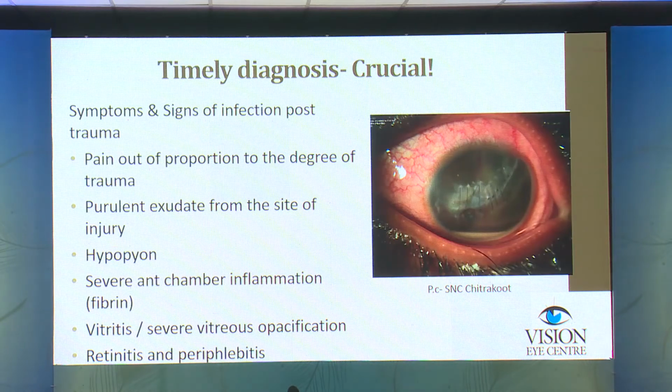Timely diagnosis is crucial so that treatment can be initiated early. Certain clinical features following trauma which may lead us to suspect endophthalmitis would be pain out of proportion to the degree of trauma, any purulent exudate from the site of injury, severe anterior chamber inflammation with fibrin and hypopyon, and vitritis with severe vitreous opacification, which can be made out on B scan and is another indicator.